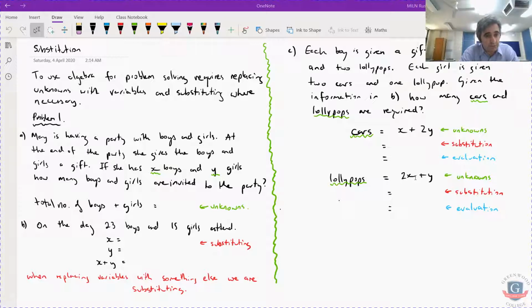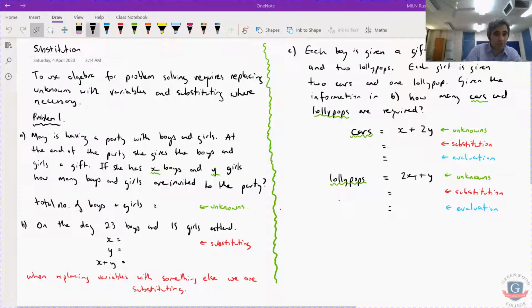Mary's having a party with boys and girls. At the end of the party, she gives the boys and girls a gift. If she has X boys and Y girls, so she doesn't know how many boys there are, but it's just some number X, and doesn't know how many girls she's got, that's just some number Y. How many boys and girls are invited to the party?